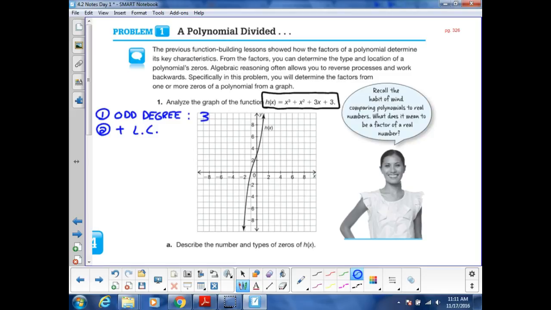What else do we know? Somebody other than that. What is the y-intercept? 3 is a number. 0, 3 is a y-intercept. Okay.